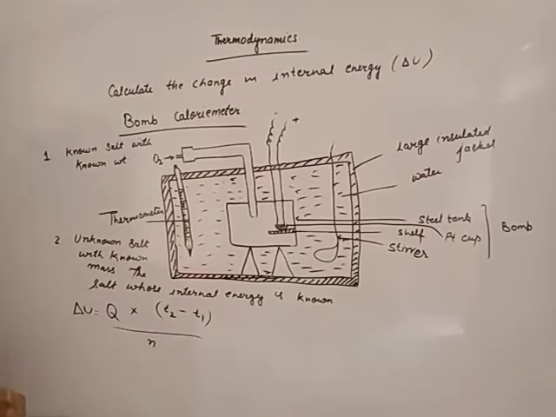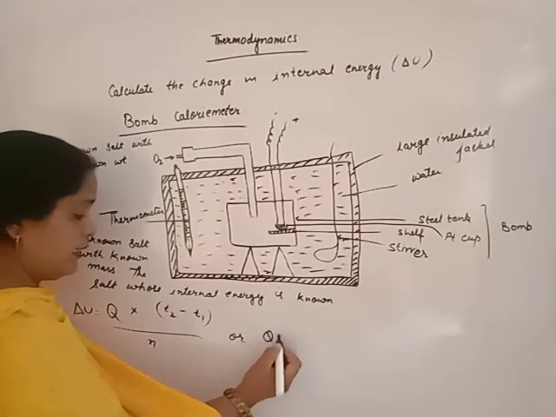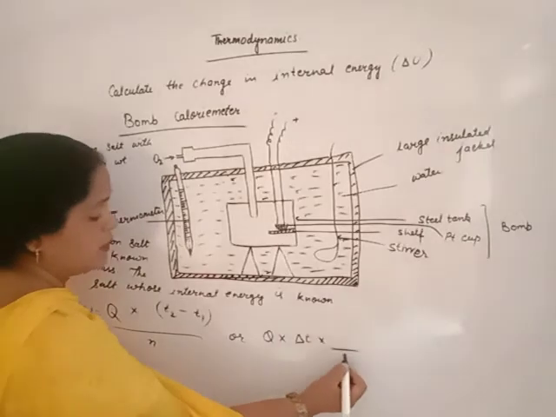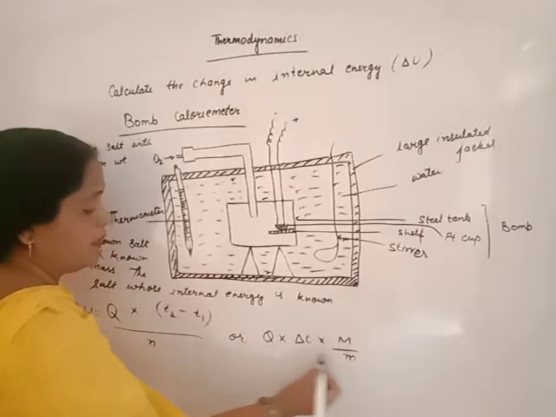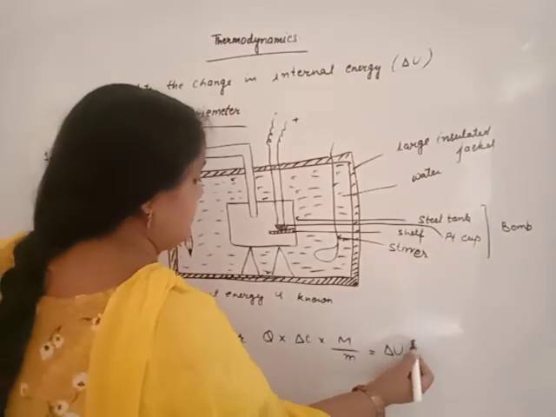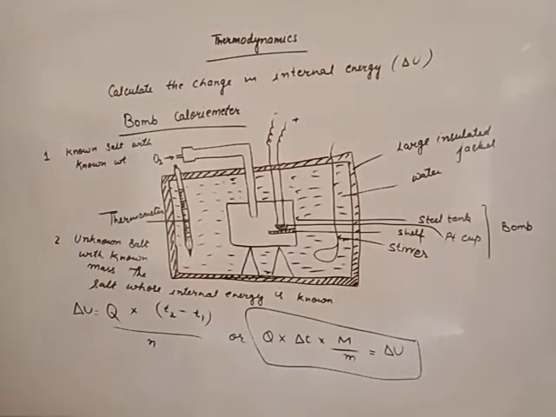How will you calculate mole? Given mass by molar mass. Given mass is known to us. Molar mass will be calculated according to the formula of salt. Or we can say Q, heat capacity into change in temperature into number of moles, given mass by molar mass. And by this formula we will calculate the change in internal energy of any salt whose internal energy we want to calculate. This is all about the bomb calorimeter.